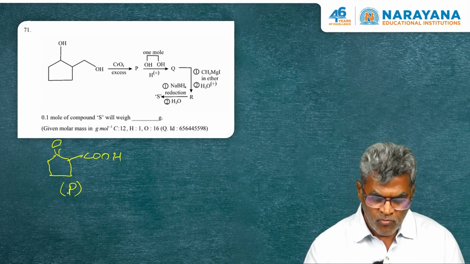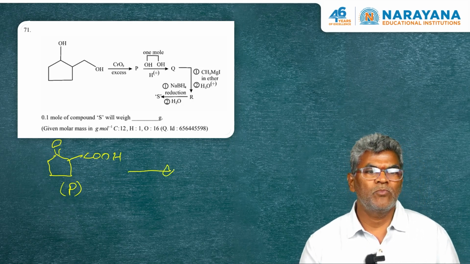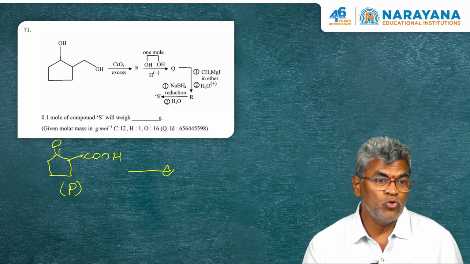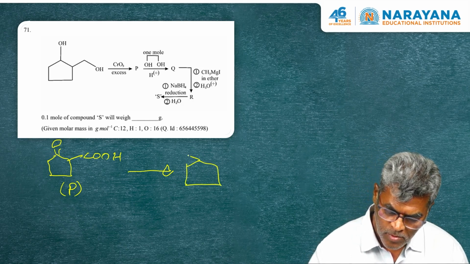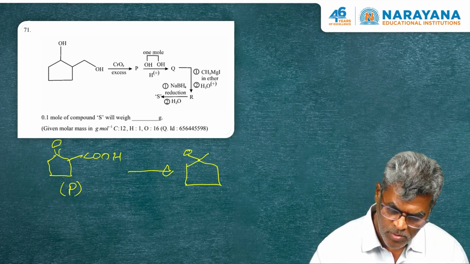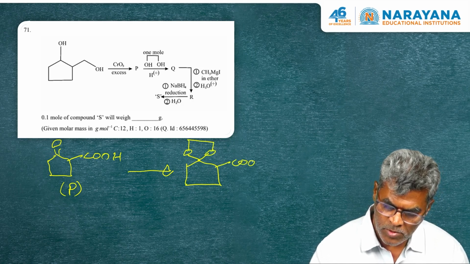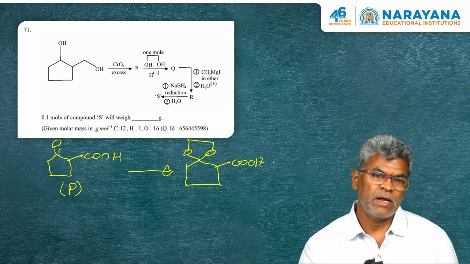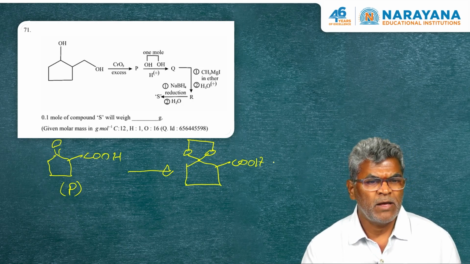But when next step is P is reacting with ethylene glycol. Ethylene glycol is used to block the keto group. So, that will be blocked like this. That is COOH. Next reaction, Grignard reagent CH3MgI, methyl magnesium iodide.